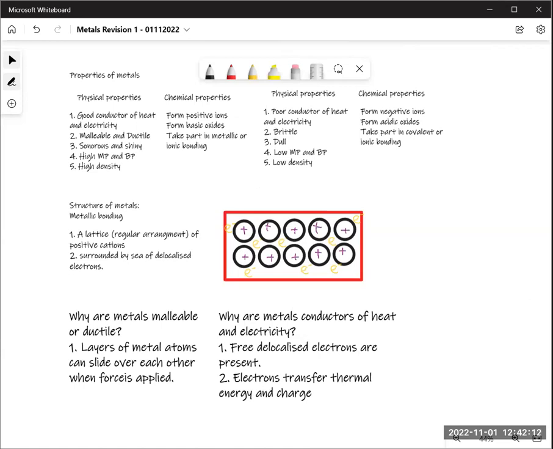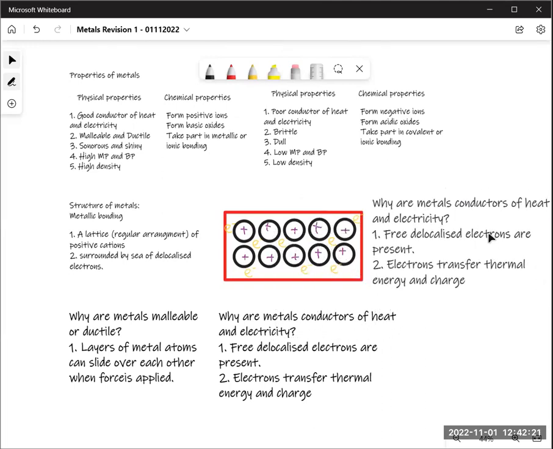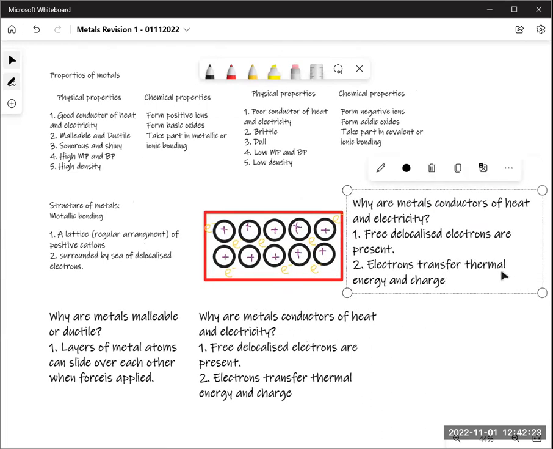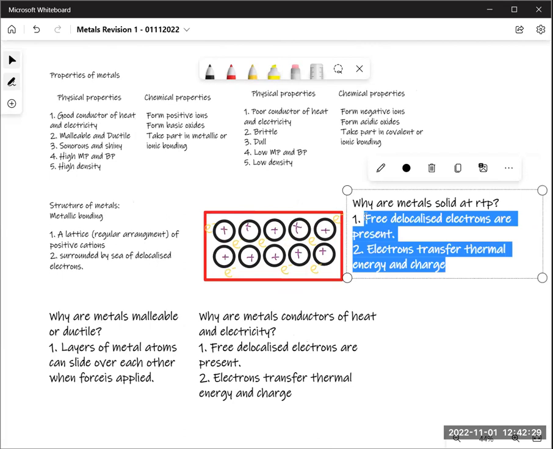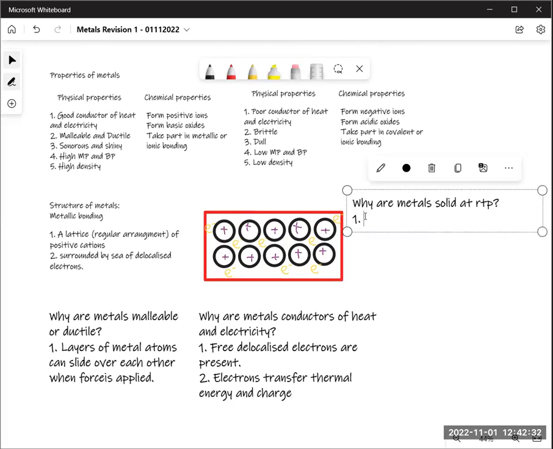Now the next thing we're going to focus on is, one second, I haven't written why metals are malleable or ductile and why metals are conductors. There's one more thing. Why are metals solid at RTP? What is RTP? Room temperature and pressure.